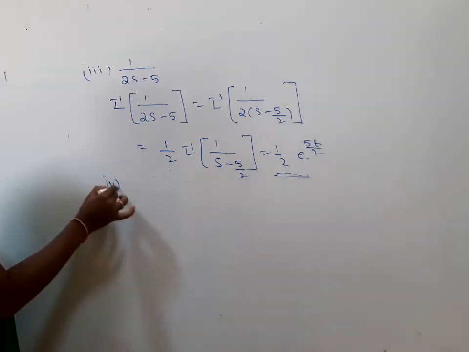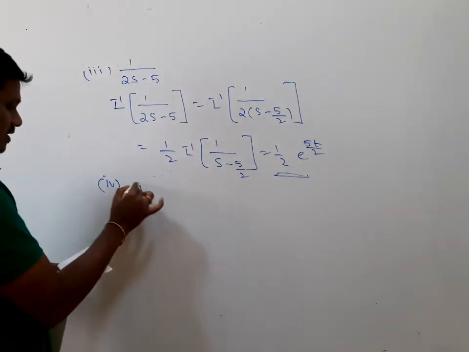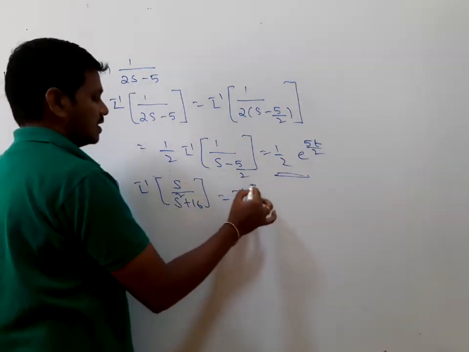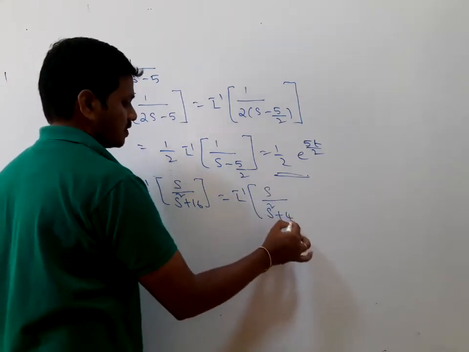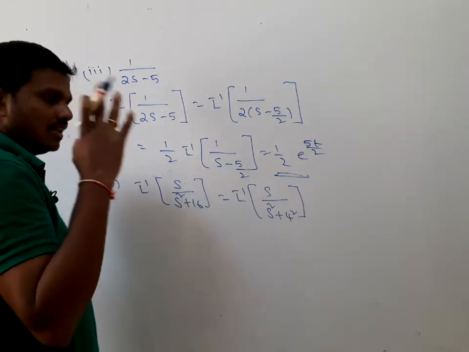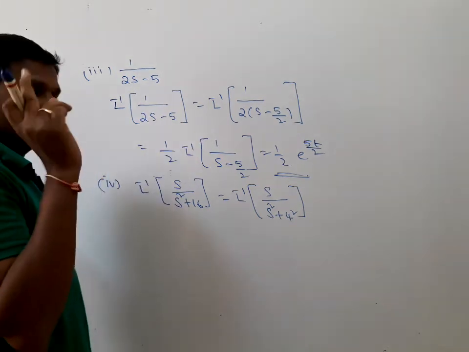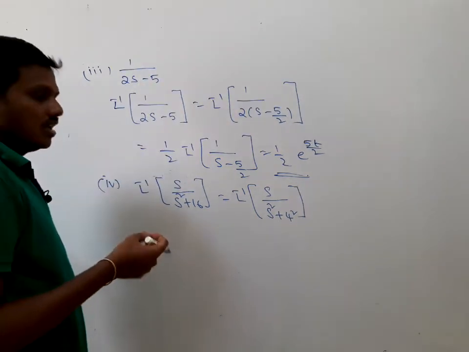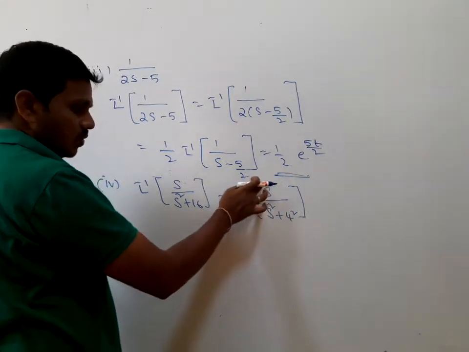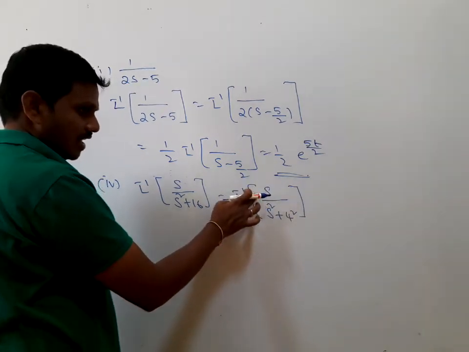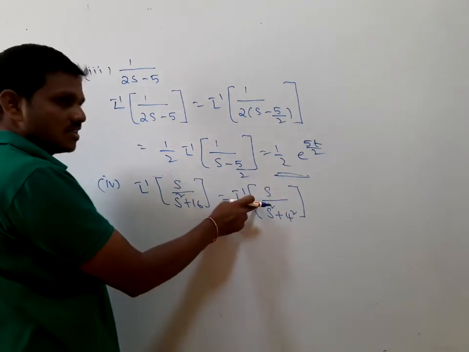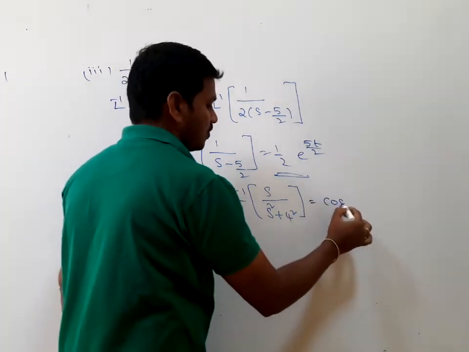Next, like this we can evaluate L inverse of s divided by s square plus 16 directly, by principle. L inverse of s divided by s square plus 4 square. To write the inverse Laplace transform of a function of s, just recall the Laplace transform of the function of t, then we get the clarity. Inverse Laplace transform of s divided by s square plus 4 square, you know that this is the Laplace transform of cos at. Cos at is the inverse Laplace transform of this one, which is equal to cos 4t.